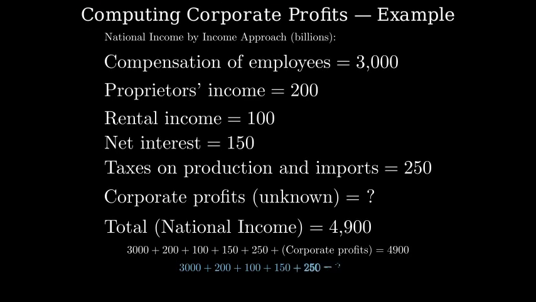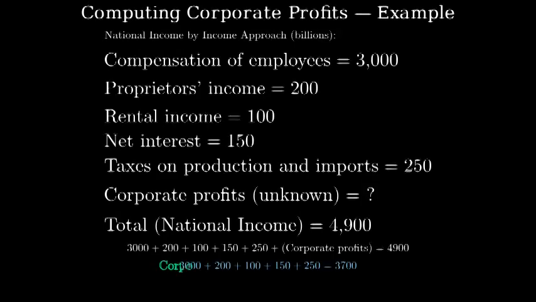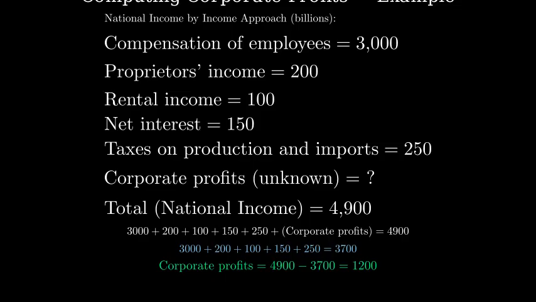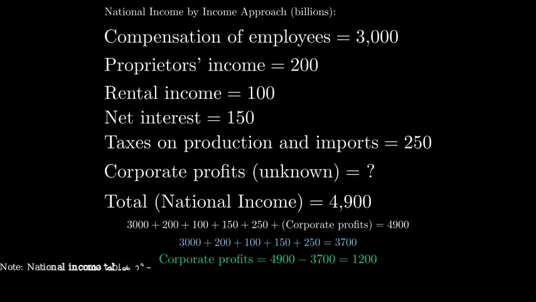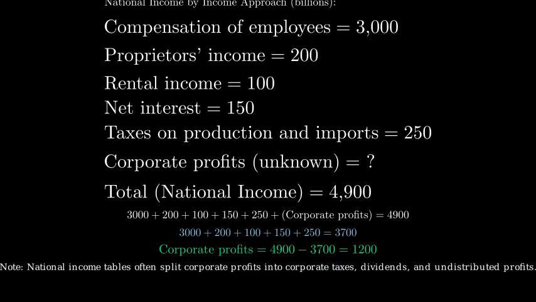Combine the known components on the left. Let's add 3,000 plus 200 plus 100 plus 150 plus 250. That sums to 3,700. Now rearrange the equation. Corporate profits equals total national income minus the sum of the other components. So corporate profits equal 4,900 minus 3,700, which is 1,200. Therefore, in this example, corporate profits equal $1,200 billion.